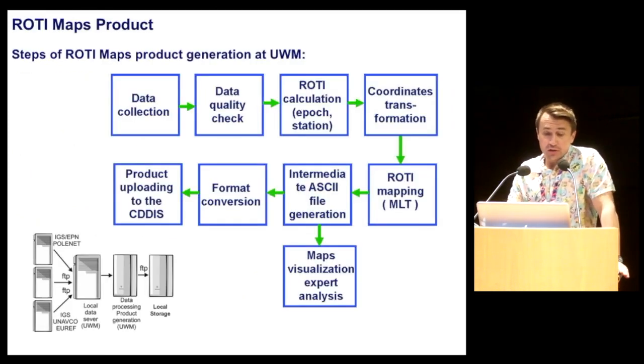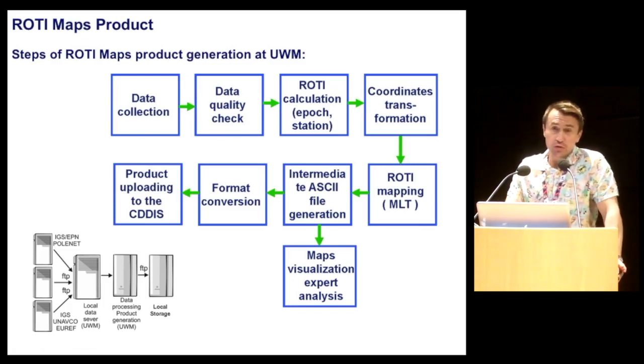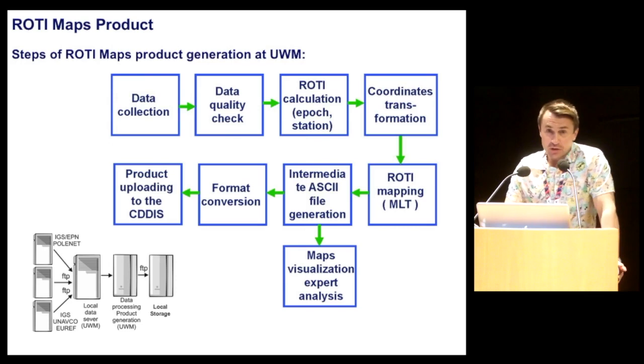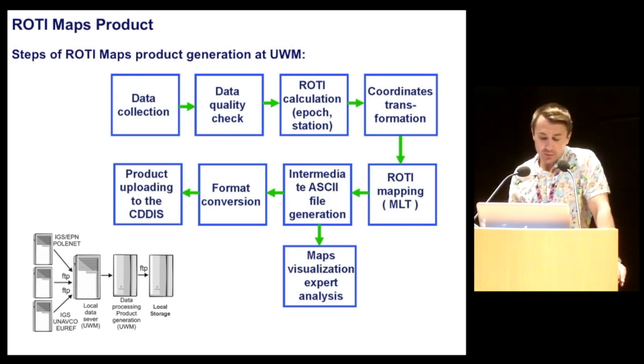The structure of processing includes all steps: data collection, quality check, calculation of the rate of TEC index for every station, transformation of coordinates for every station, every epoch, ROTI mapping, and conversion of the intermediate format to the final format that was agreed at the previous IGS meeting. And of course, one of the important steps is expert control of results, and using this data for applications other than monitoring, for example, scientific applications.